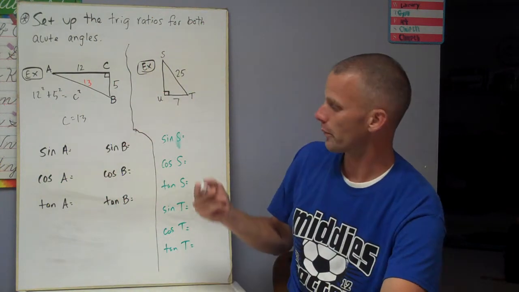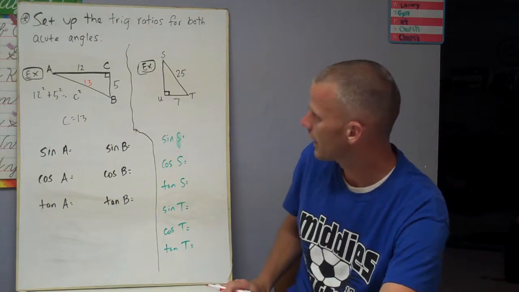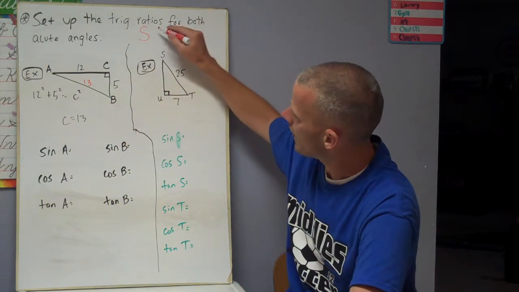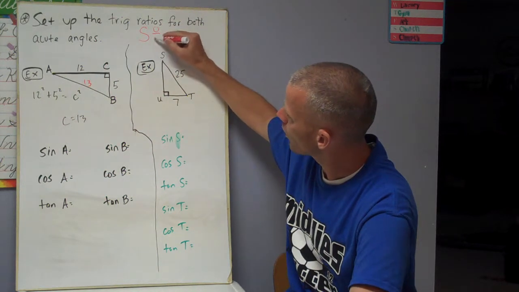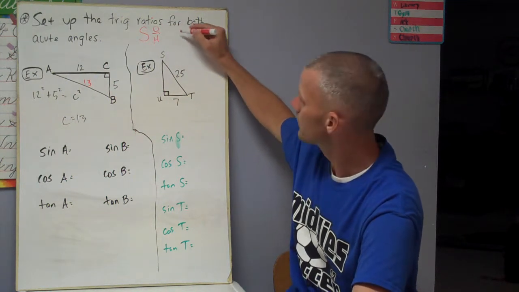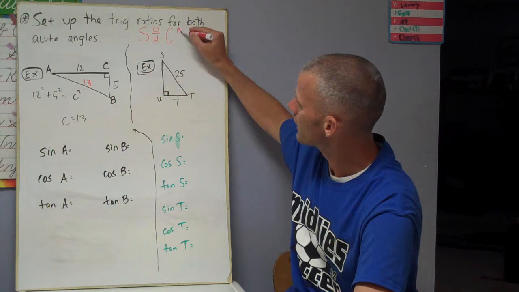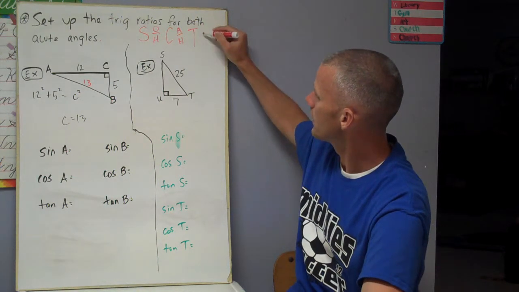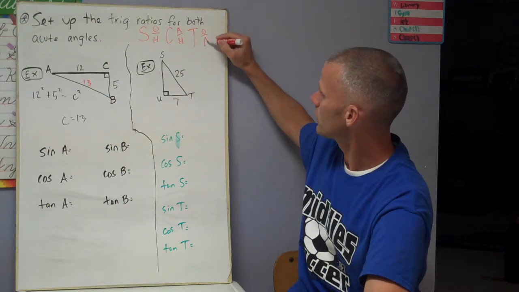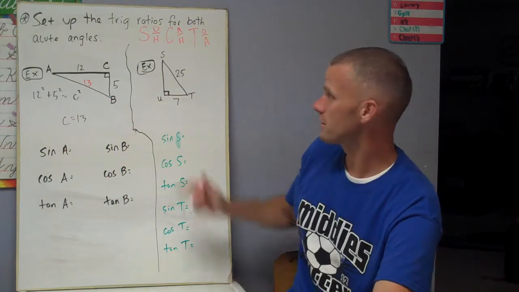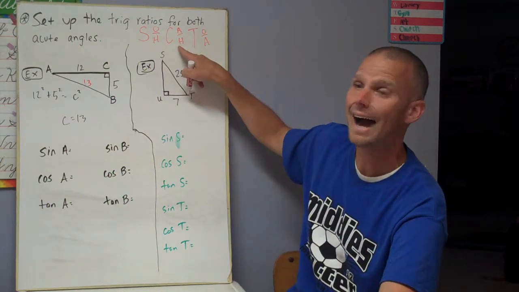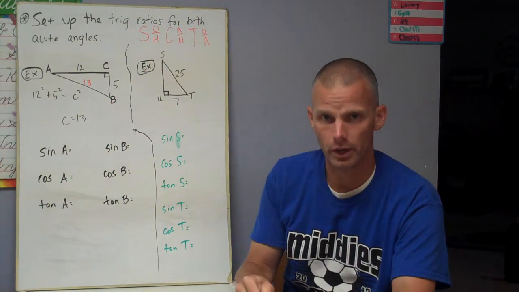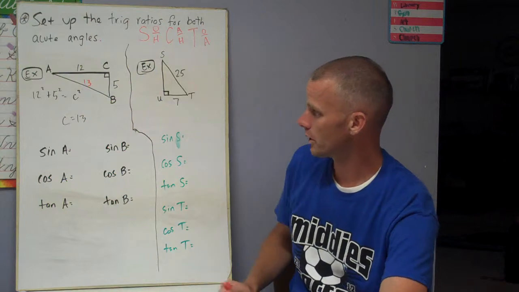So if I start setting up my ratios, and I told you I'd give you a little way to remember it, the sine is always opposite over hypotenuse. The cosine is always adjacent over hypotenuse. And the tangent is always opposite over adjacent. So you got SOH, CAH, TOA. Right? So when you hear me say SOHCAHTOA, that's what we're talking about.